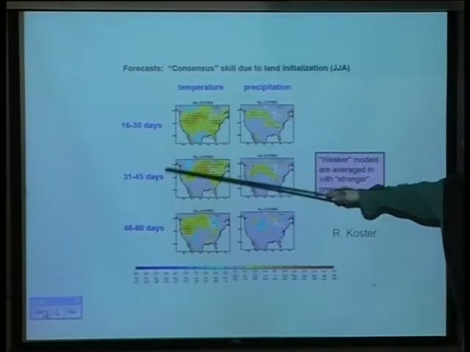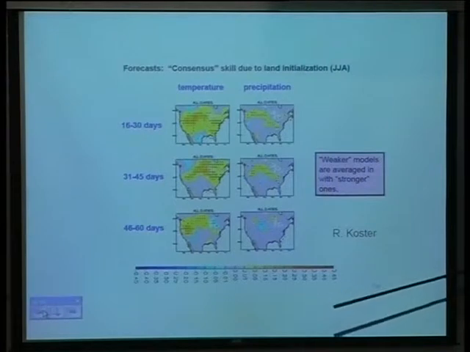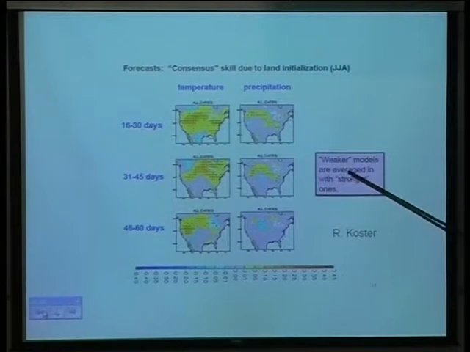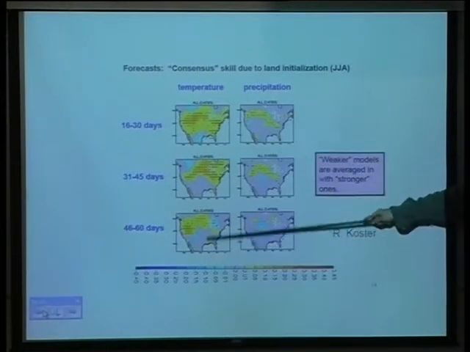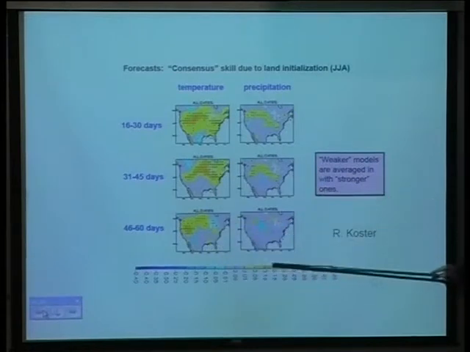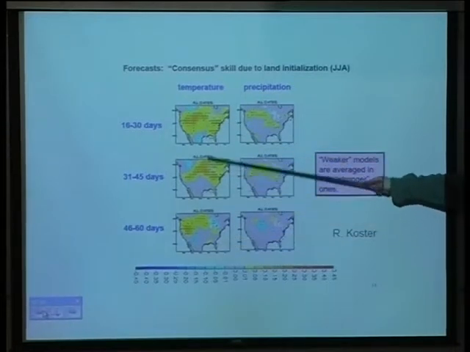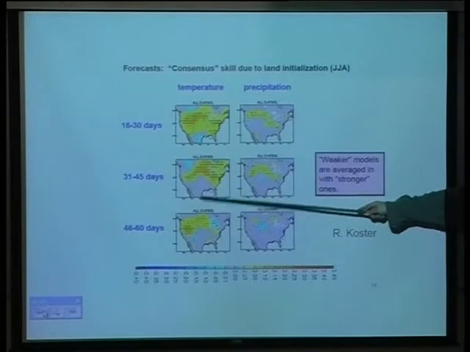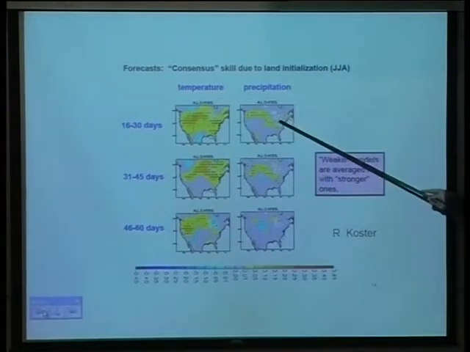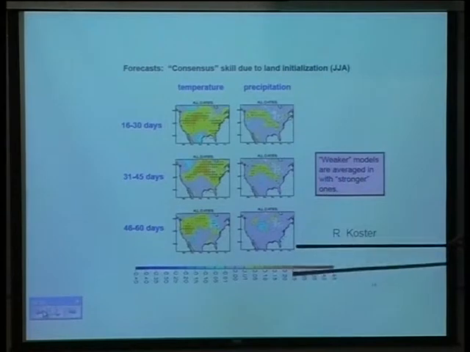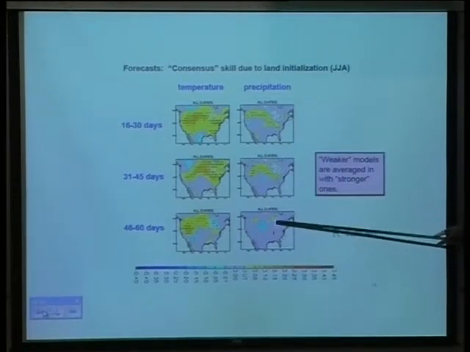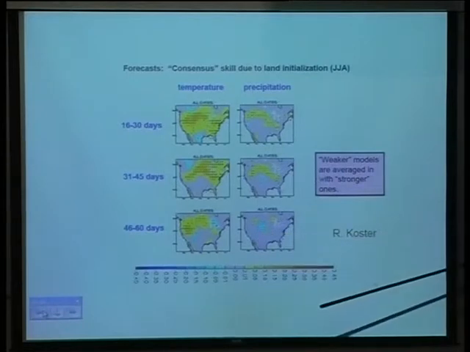So on the left is temperature. This is the averaging period for the forecast. On the right is precipitation. And so Randy points out that the weaker models are averaged in with the stronger ones. So the point there being that if you actually selected just the stronger models, you could probably do better, although that's not always the case. So you see for temperature of the multi-model ensemble, there is some improvement on the order of 0.1, 0.15 in some regions, over fairly substantial regions of the United States, whereas precipitation results are much weaker, and by the time you're out into the second part of the second month, it's not really improving very much at all.